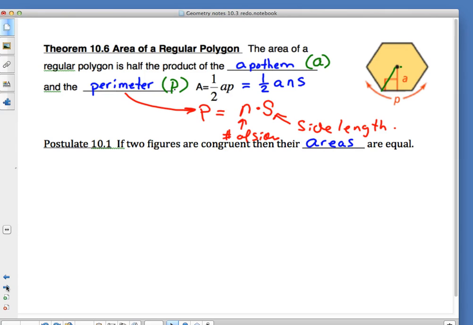If two figures are congruent, then their areas are equal. That's like one of those formulas that someone came up with. Hey, if they're congruent, the area is the same. You don't have to do anything.